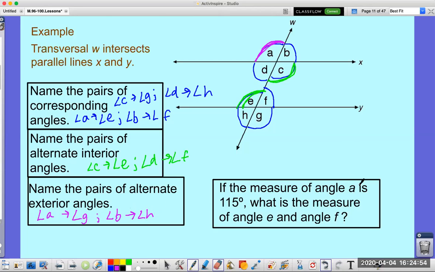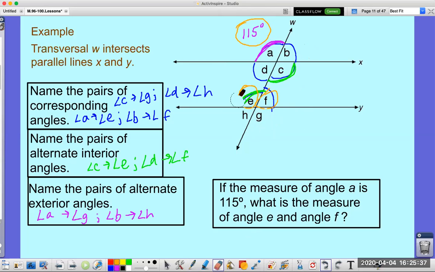So if the measure of angle A is 115 degrees, what's the measure of angle E and angle F? So here's angle A. Angle A is supposedly 115 degrees. It's asking what is E and what is F as far as their measure is concerned. So here's E and here's F. If this one is 115 degrees, well, you can figure out quite a bit from that. You can find out what this angle is and all of these other angles. Knowing just one angle, we can find the remaining angles here.